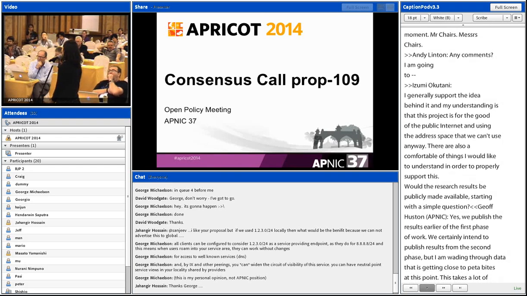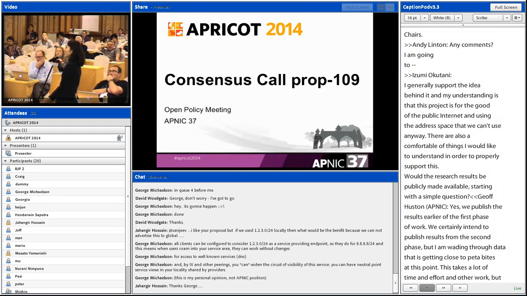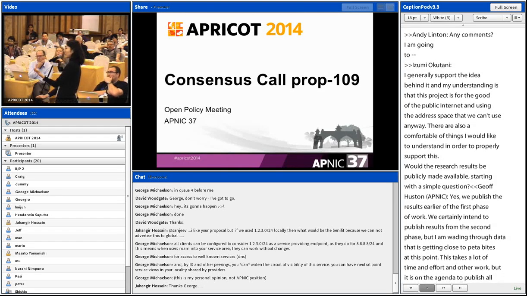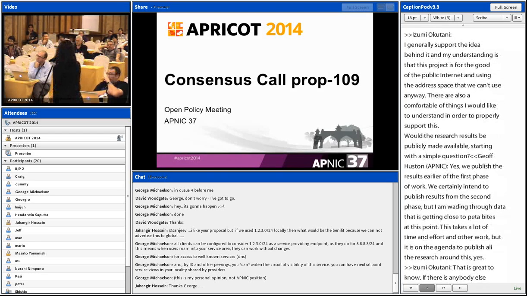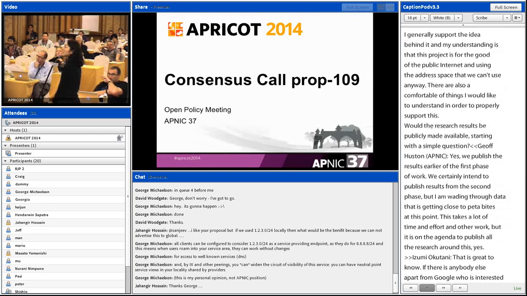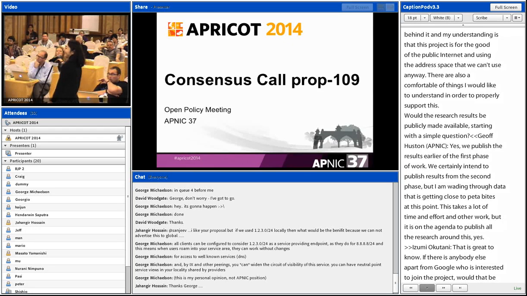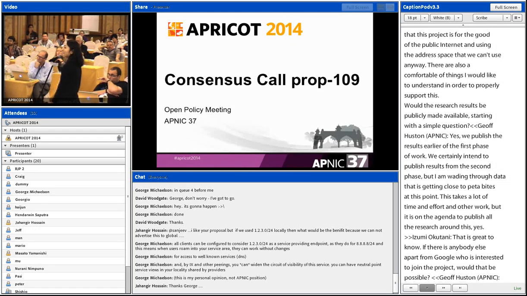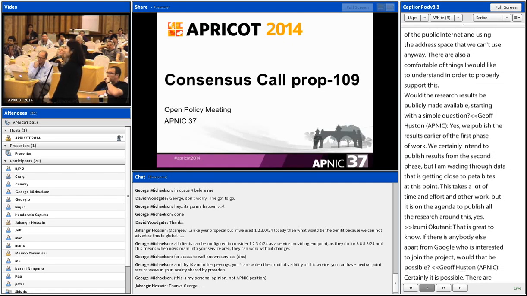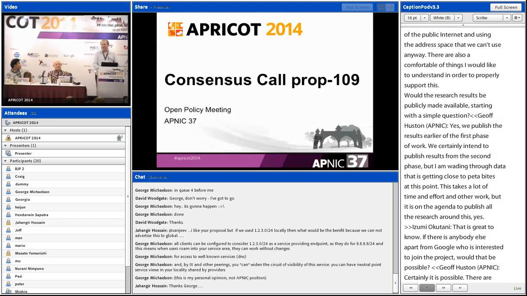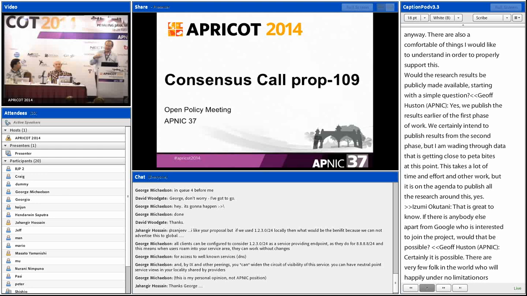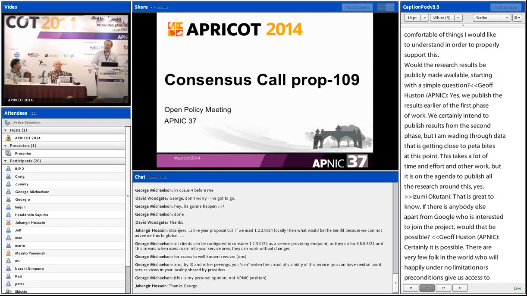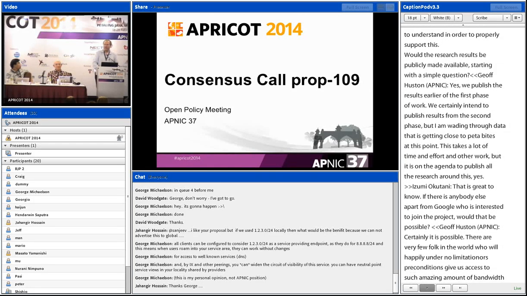And if there's anybody else apart from Google who's interested to join the project, would that be possible? Oh, certainly it's possible. There are very few folk in the world who will happily, under no preconditions or limitations at all, give us access to such an amazing amount of bandwidth and data. Google did that under no precondition. If anyone else wants to do the same without contract, without limitations and so on, we'll happily talk and see what we can do.